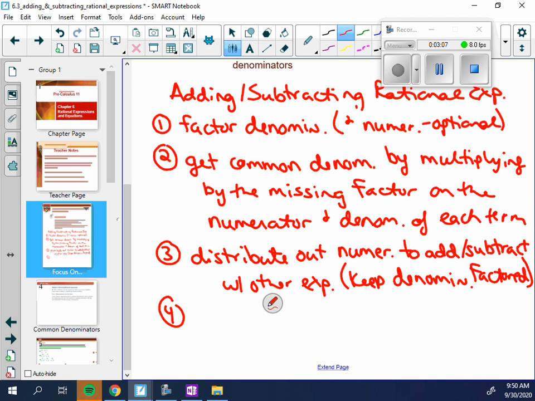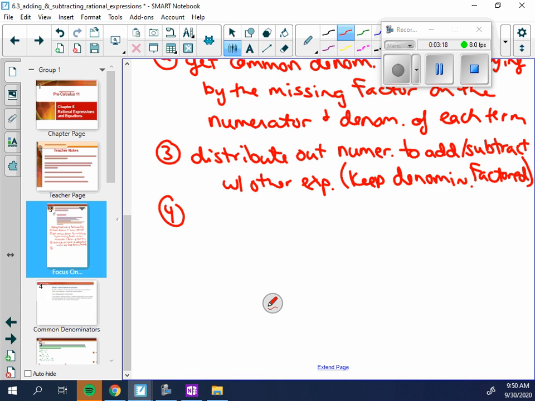Okay, so let's distribute out the numerator to add or subtract with the other expression. So we'll distribute out our two numerators, then we can add and subtract them. We keep the denominator factored, and we keep a common denominator as well, right? We don't add our denominators together, we only add the numerators together.